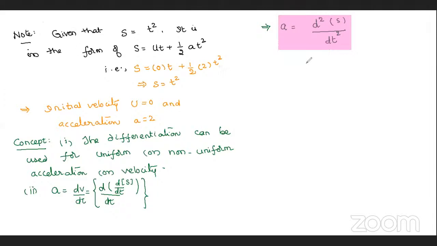A small recap. Acceleration today we found: number 1, a equals dv by dt, d by dt of v; number 2, v into d by ds of v; and third, a equals d square s by dt whole square. Understood this one, all of you?